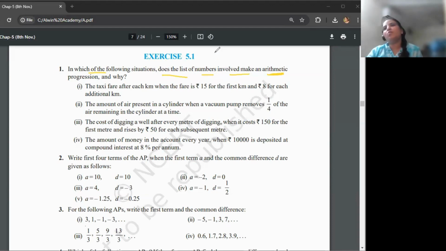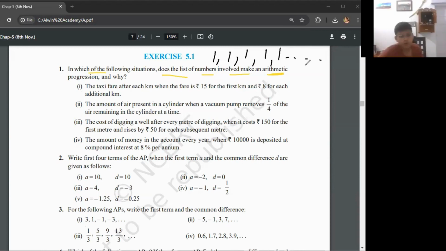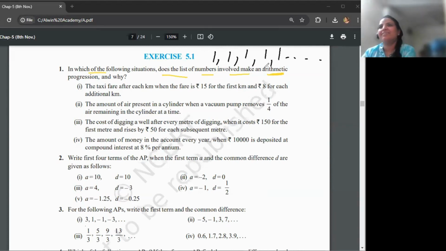Okay, if I write 1, 1, 1, 1, is this an AP? Yes, ma'am. You're adding 0. Yes, we are adding 0 again and again. The common difference should be the same. So that is adding 0 again and again. So that's an AP, right?